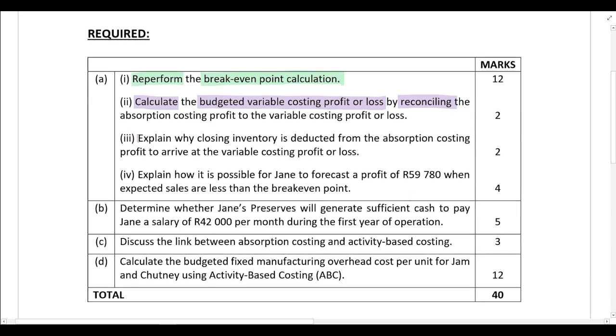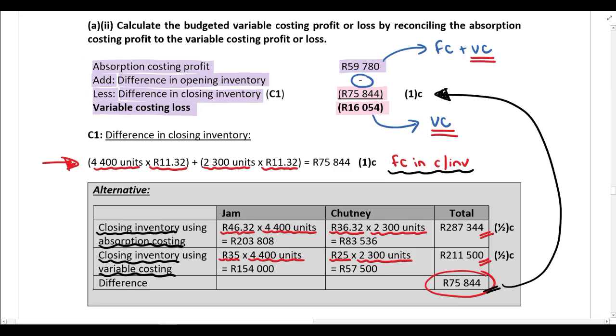Then next you need to explain why closing inventory is deducted from the absorption costing profit to arrive at the variable costing profit or loss. All right, so that's the calculation that we just looked at over here. We deducted the difference in closing inventory. What is the logic behind deducting the difference in closing inventory?